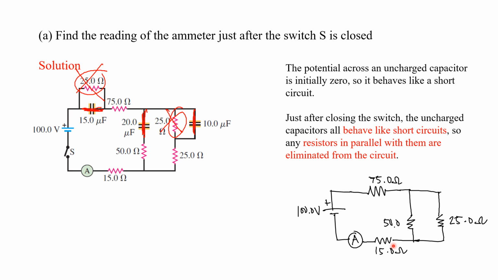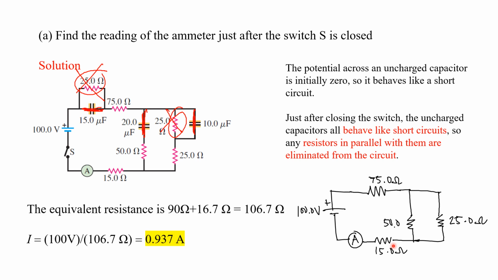We are asked for the current I. The equivalent resistance is 75 plus 15 plus 16.7 ohms, which is the result of the parallel connection of your two resistors. And the equivalent resistance is equal to 106.7 ohms. We can now solve for the current I. Your current I is equal to 100 volts divided by 106.7 ohms, just from your Ohm's law. So you have 0.937 amperes.